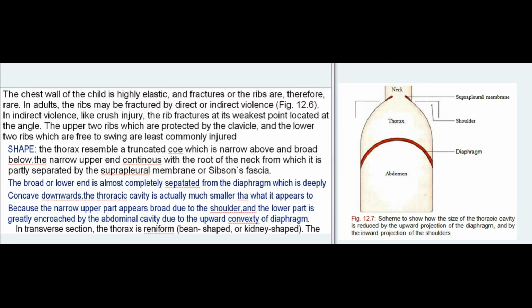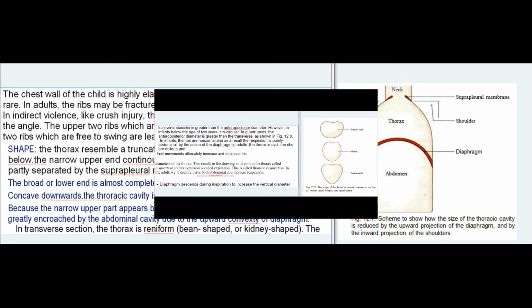The thoracic cavity is actually much smaller than what it appears to be, because the narrow upper part appears broad due to the shoulder, and the lower part is greatly encroached by the abdominal cavity due to the upward convexity of the diaphragm. In transverse section, the thorax is reniform, bean-shaped, or kidney-shaped.